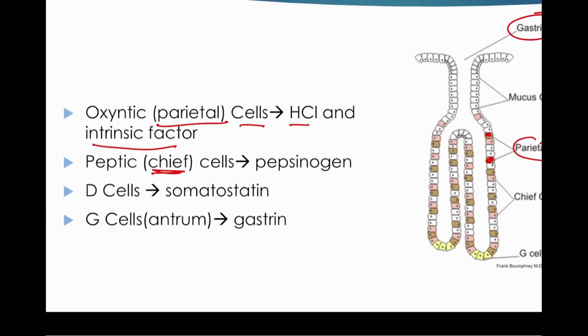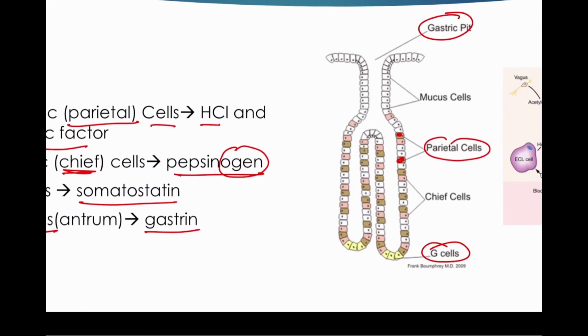Peptic or chief cells secrete pepsinogen. Because it has the ogen at the end, what does it mean? These are inactive. And we'll talk about when this becomes active later on. But pepsinogen comes from the chief cells. The D cells are your somatostatin, and the G cells are gastrin. So you can see the G cells are mainly at the bottom. Parietal cells are getting closer to the top. Here's your mucus cells. They secrete a lot of mucus to help line the stomach.